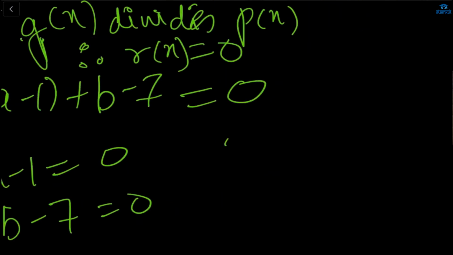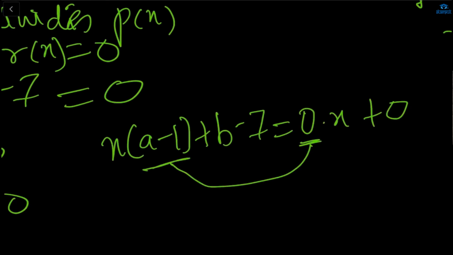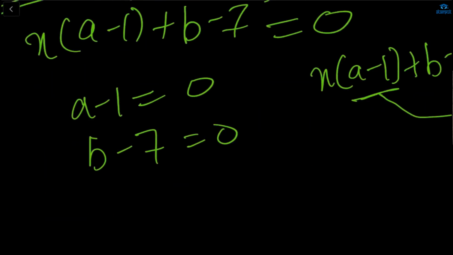You can write x times a minus 1 plus b minus 7 is equal to 0, so it can be written as 0x plus 0. So I am comparing the coefficients of this. Understood? Now if you compare it to 0, you will get the value of a as 1 and the value of b as 7. So these are the missing values.